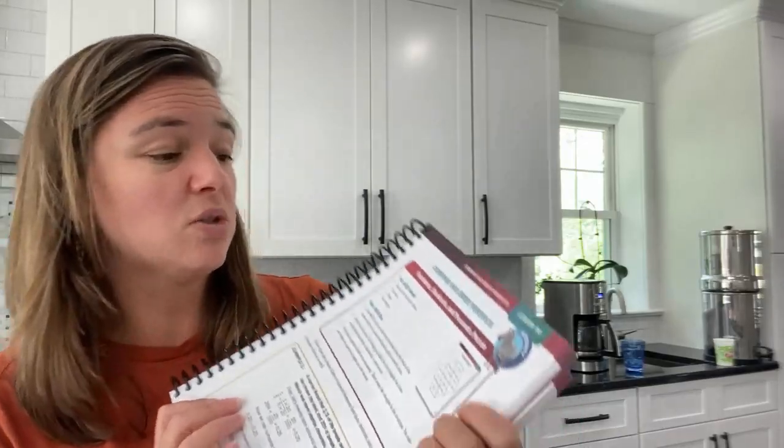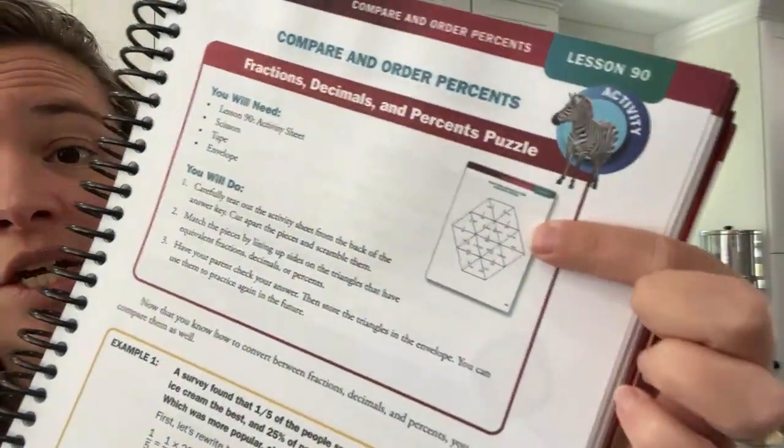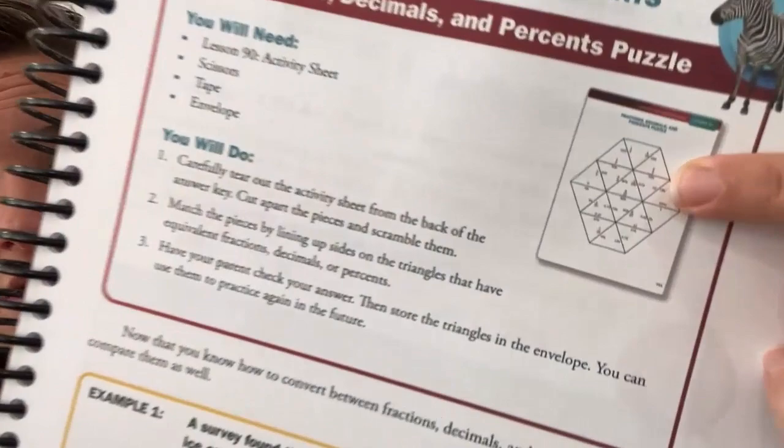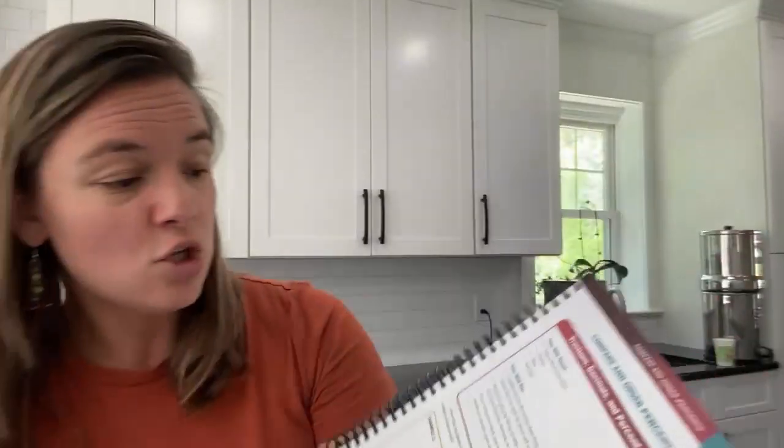There's a really cool puzzle that we had them do in lesson 90 where they cut it apart and then to put it together again, you have to match equivalent fractions, decimals, and percents. So you can go ahead and have them do that. Just remember a little bit each day and get them to mastery.